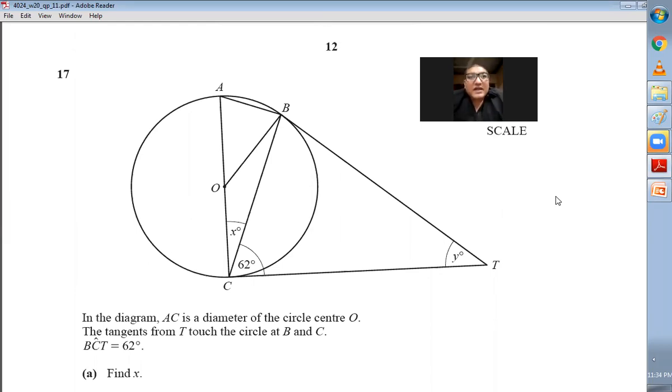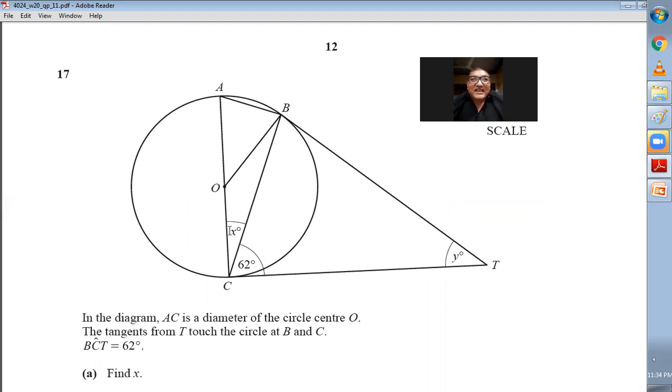In the diagram, AC is a diameter of the circle, center O. The tangents from T touch the circle at B and C. Angle BCT is 62. Find the value. So see, these two are the tangents, and you know that this is also a tangent. The tangents are equal in length, so this BCT will be an isosceles triangle.